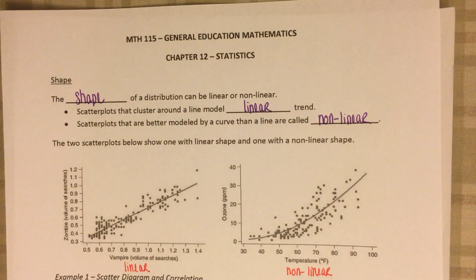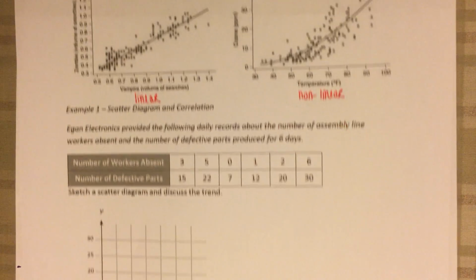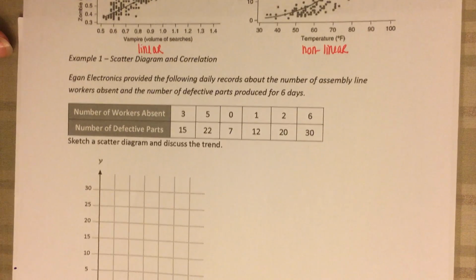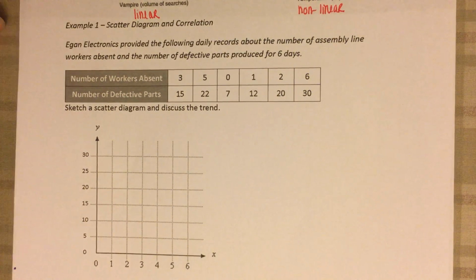So as we're just thinking about scatter plots in general, we want to think about these three different things. We want to think about trend, we want to think about strength, we want to think about shape. All right, so in this first example, we're just going to create a scatter plot or scatter diagram.